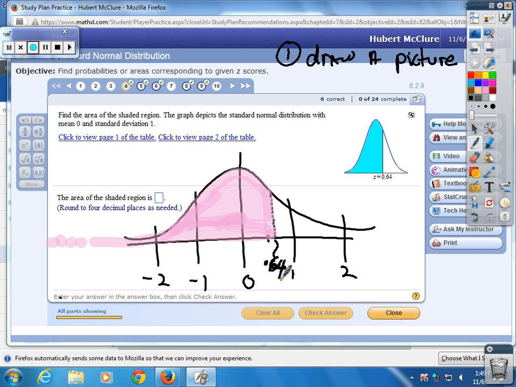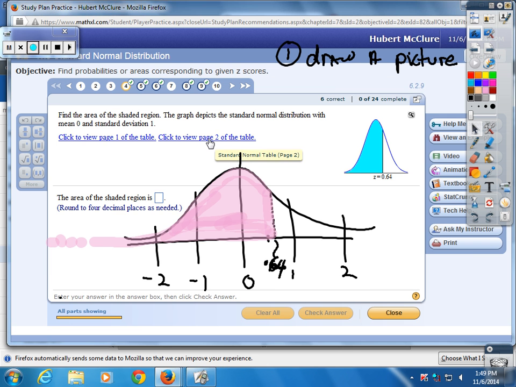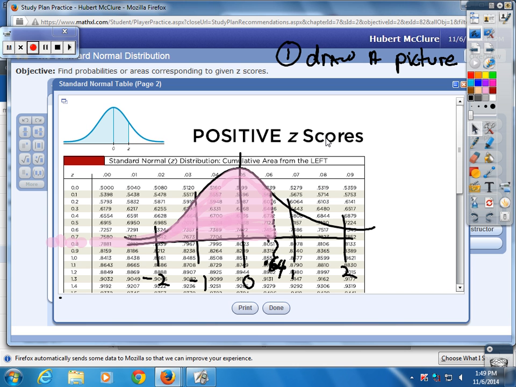2 decimal places is given. So what do you do? Well, you just quit. You hit your handy-dandy table here. Which table do we need? Do we need the negative or do we need the positive? Positive. Thank you, class. I don't see a negative up there.